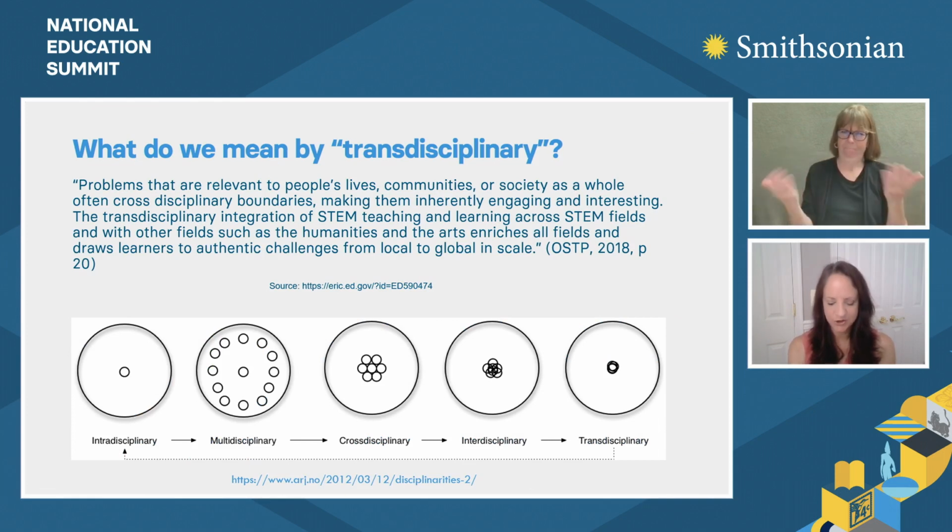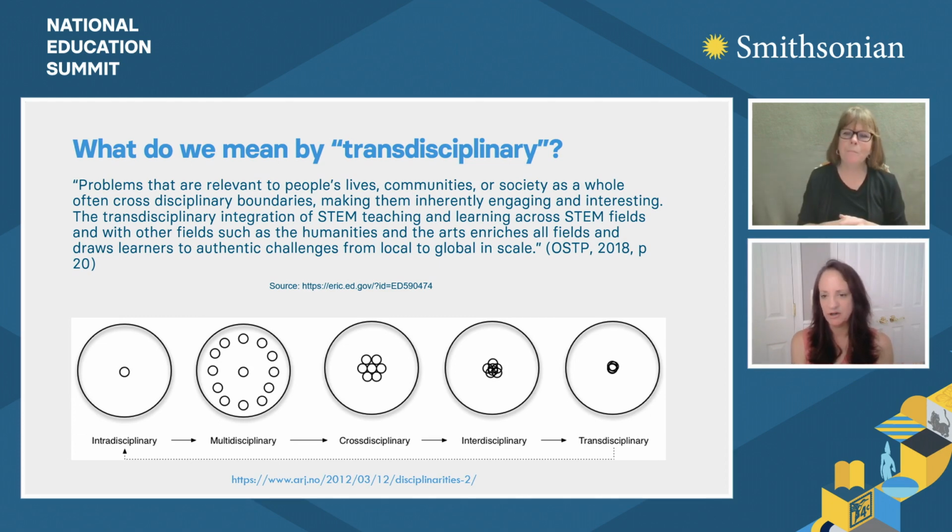So what do we mean by transdisciplinary? According to the document that Jedidah shared with us from the White House, transdisciplinary is defined in this way: problems that are relevant to people's lives, communities, or society as a whole often cross disciplinary boundaries, making them inherently engaging and interesting. The transdisciplinary integration of STEM/STEAM teaching and learning across different fields and with other fields such as the humanities and the arts, history, culture, enriches all fields and draws learning to authentic problems from local and global in scale. This image that you see beneath kind of demonstrates that, and Kelly and Trey are going to talk more about that later.